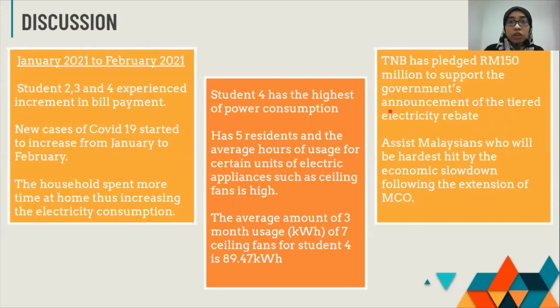Lastly, TNB has pledged 150 million ringgit to support the government's announcement of the tier electricity rebate. This could reduce the electricity bill payments for all Malaysians. Another reason is to assist Malaysians who will be hardest hit by the economic slowdown following the extension of MCO. So that's the end of the discussion. We will proceed with the conclusion and suggestions.